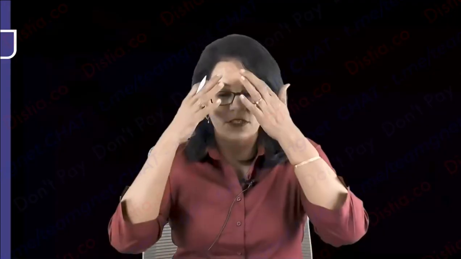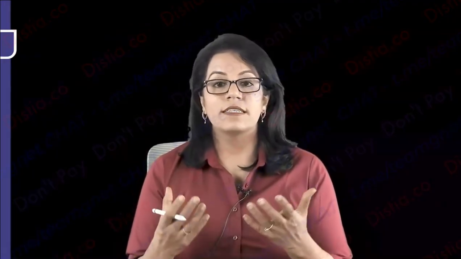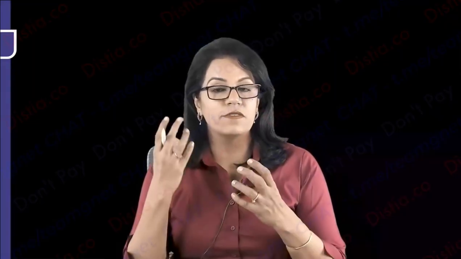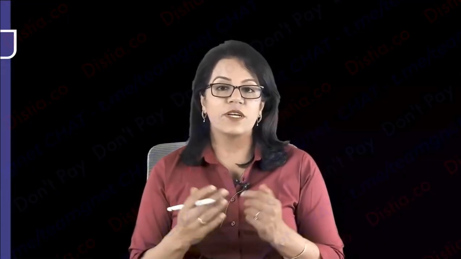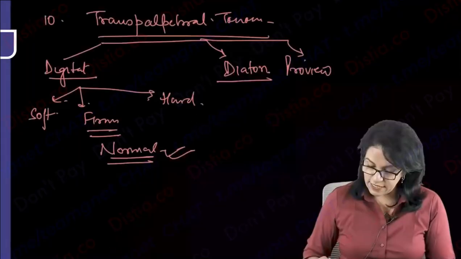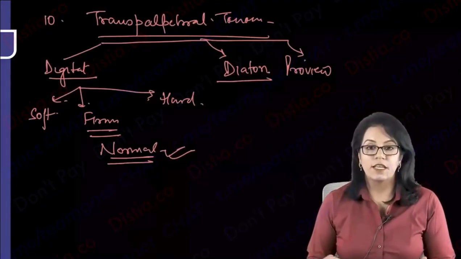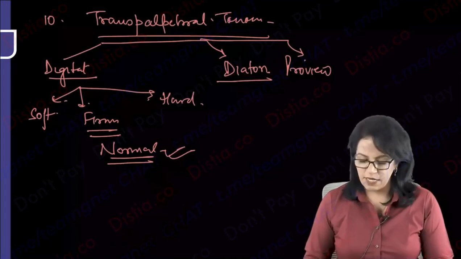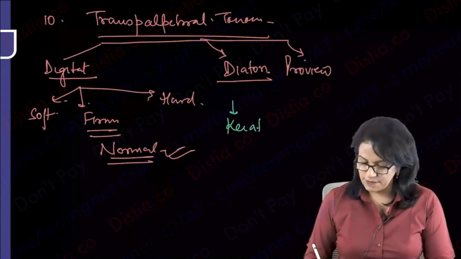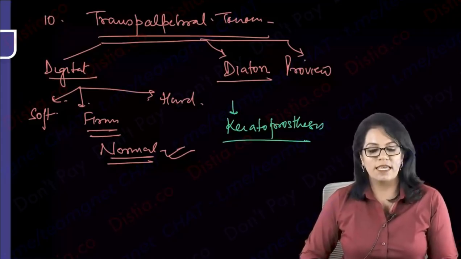An interesting fact: if your patient has a keratoprosthesis, what is that? A quick idea: when the keratoplasty is unsuccessful, we use some artificial material to maintain the transparency of the cornea. That is called keratoprosthesis. Again, we'll talk about it in the cornea chapter. An interesting question here: if there is a keratoprosthesis patient, which tonometry can be used? Transpalpebral.